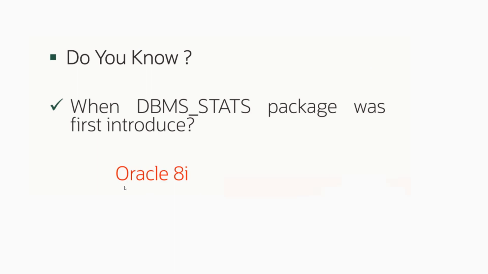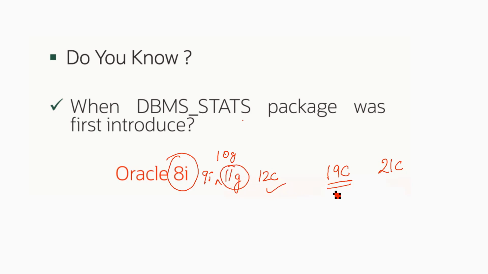Apart from that, do you know when the DBMS_STATS package was first introduced? It was introduced in Oracle 8i. We are currently at 21c, but in the market everyone is using 19c now, and most companies are even working on 11g and 12c. So remember, we are still using DBMS_STATS, and it was introduced in Oracle 8i. After 8i, 9i was implemented, then 10g, then 11g, 12c, 19c, and 21c.